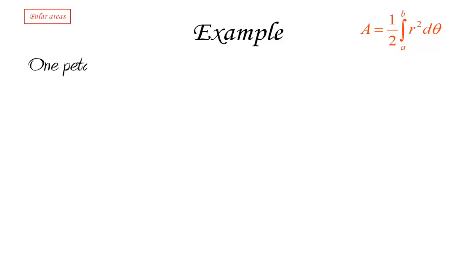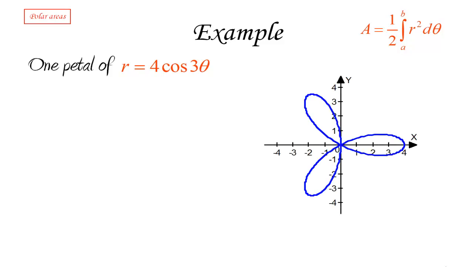So let's have a look at one petal of the rose for cosine of 3 theta. Now you may remember this is going to be a 3-petal rose, so it's going to look like that. For simplicity, we're going to take the petal which is closest to the x-axis, in fact the one which is on the x-axis. So what we want to compute is the area of this particular petal.